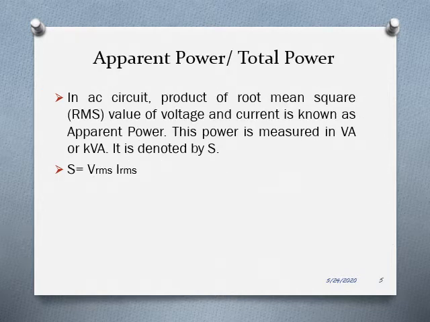Next comes the apparent power or total power. In an AC circuit, the product of root mean square values of voltage and current is known as the apparent power. This is the total power of an AC circuit. It is represented by capital letter S, and the unit is VA, which means volt ampere, or kVA, kilovolt ampere. So you may write the equation for total power S is equal to VRMS into IRMS.